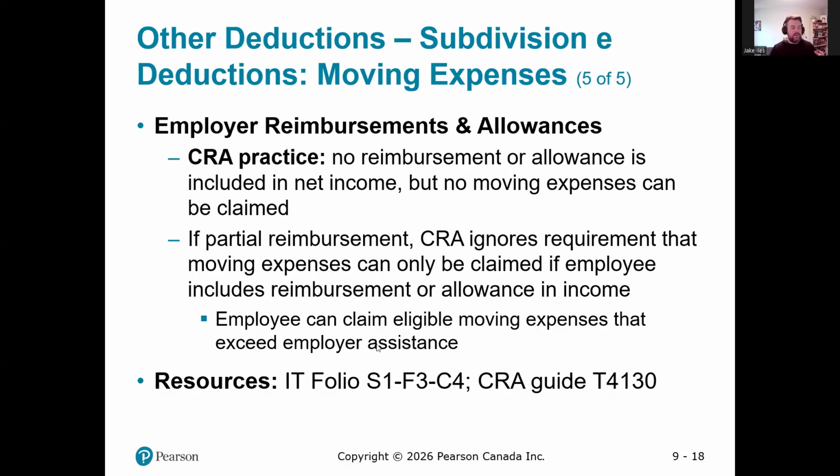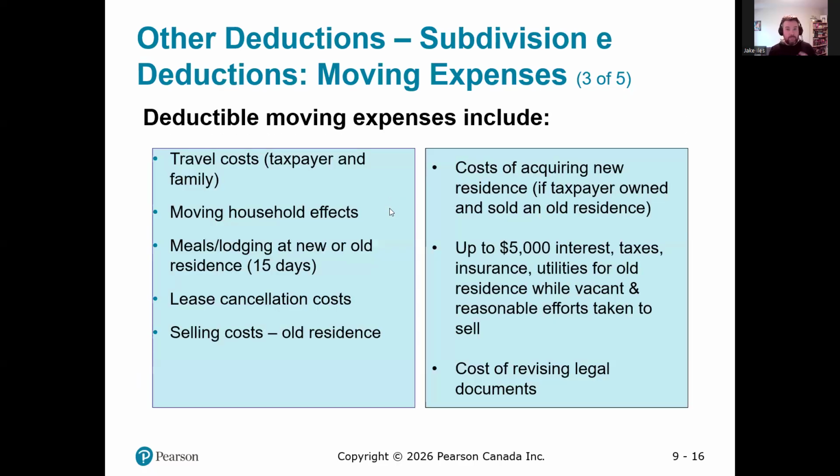So we have this list of various things that can be included in our moving expenses. If my new employer says, we'll give you $5,000 to help with your moving expenses, and that $5,000 is more or less than my moving expenses, include it in income and deduct what I've paid. If it matches, just forget it. Leave it off the tax return because we don't want to spend the time adding a bunch of numbers in just to take it away.